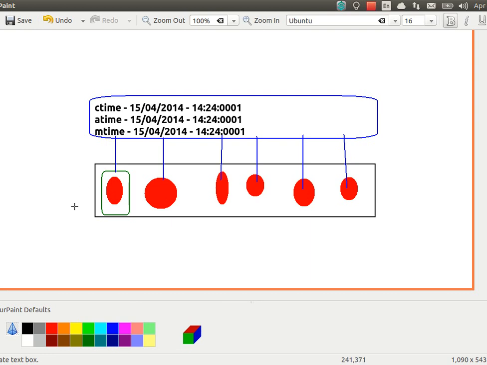But what happens, say after 15 minutes, when I just try to cat this file? I just do a cat and the file name, file1. So I'm merely viewing the file. It is a read request. So prior to RHEL 5, what happened?